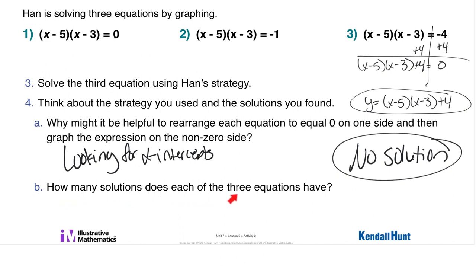How many solutions does each of the 3 equations have? Well, we just found out that number 3 had no solution. Number 2, we saw 1 solution. That was when it just touched the x-axis when x equaled 4. And then number 1, we see 2 solutions because it crossed the x-axis twice.